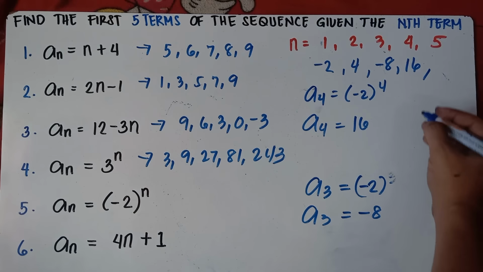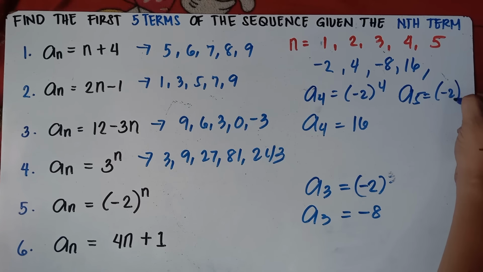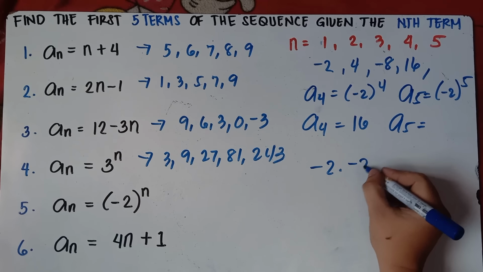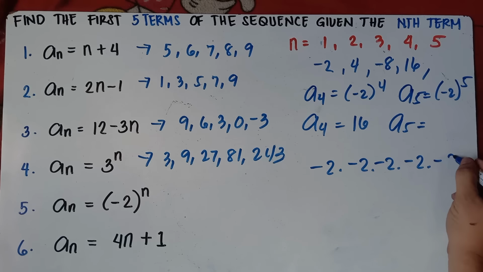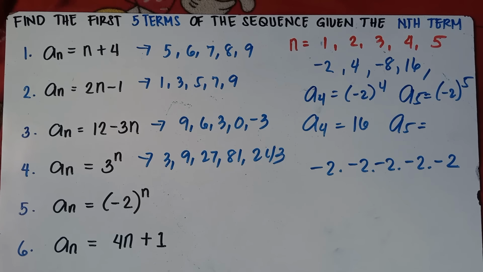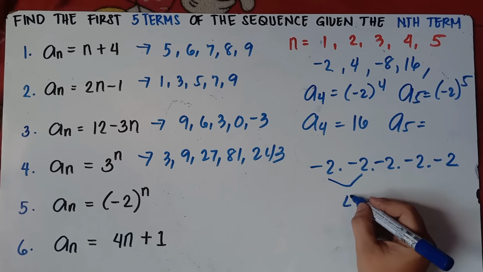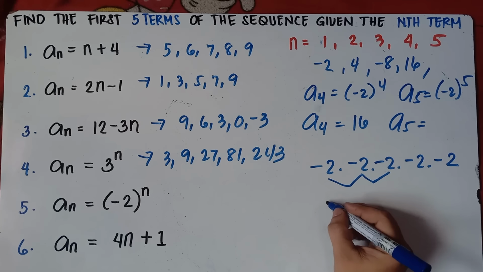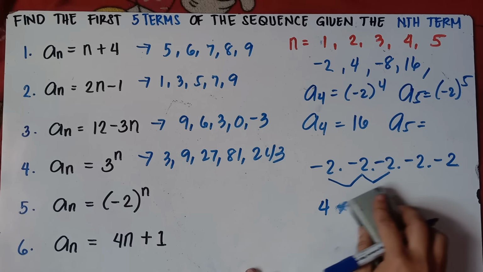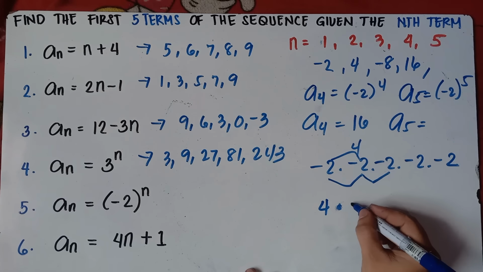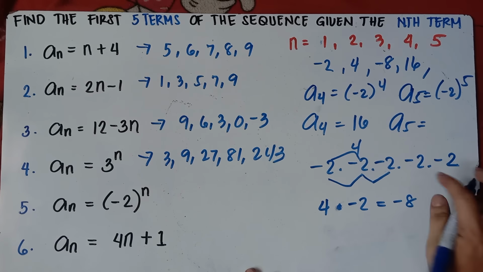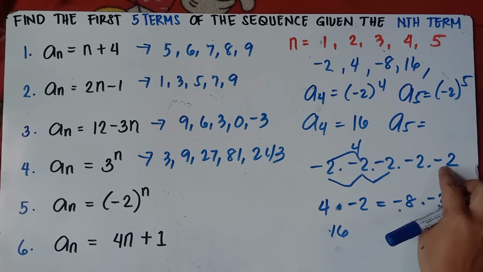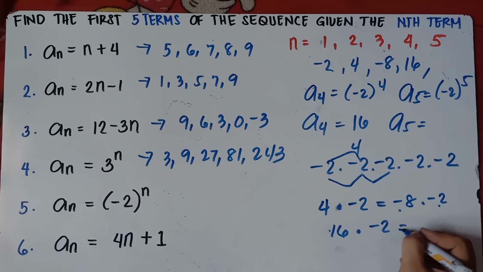Alright, last number. A sub 5 equals negative 2 raised to the power of 5. So a sub 5 will be negative 2 times negative 2 times negative 2 times negative 2 times negative 2. You multiply negative 2 five times. Negative 2 times negative 2, that's positive 4. Times negative 2, that's negative 8. Negative 8 times negative 2 is positive 16. Times the last number, negative 2, this will be negative 32.